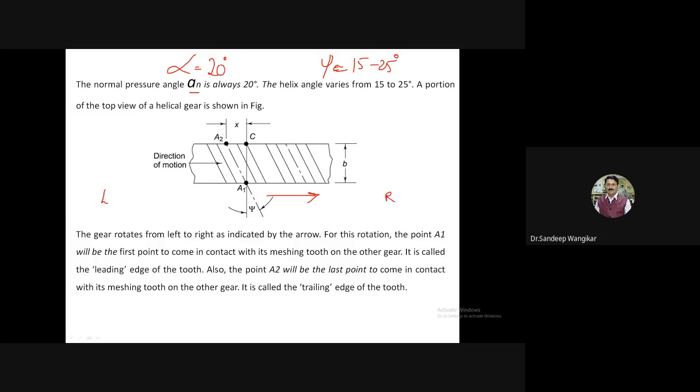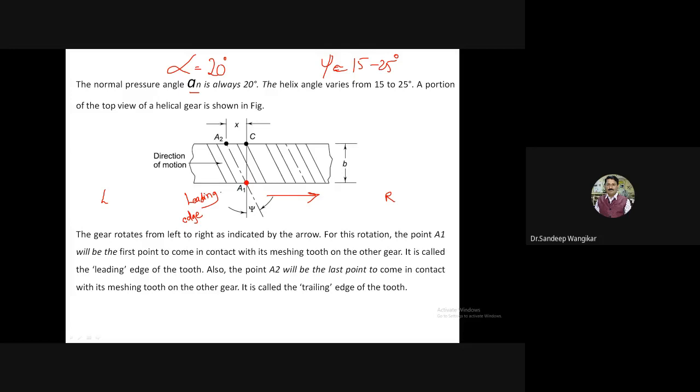When it goes left to right, as indicated by the arrow, the point A1 will be the first point. See here I am highlighting, this will be the first point which will come in contact with the meshing tooth on the other gear. So this is the first point to come into contact with the meshing tooth on the other gear. So this is called the leading edge of the tooth.